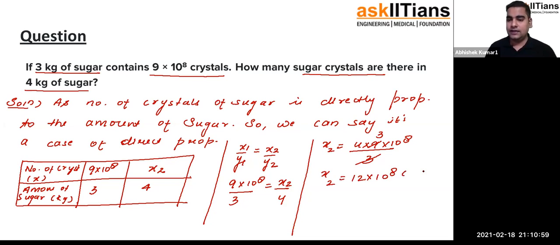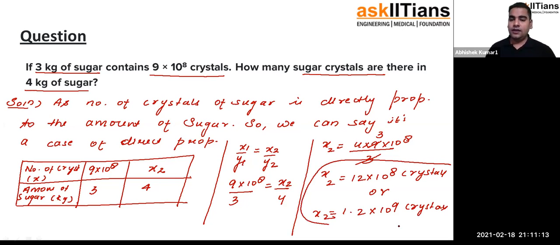You can either leave it right like this, or you can say you will have 1.2 into 10 raised to the power 9 crystals. Both are exactly the same thing. Because your amount of sugar increased, earlier we were talking about 3 kg of sugar and now we are talking about 4 kg of sugar. So because the amount of sugar has increased, it's very natural that the total number of crystals in the sugar is also going to increase.